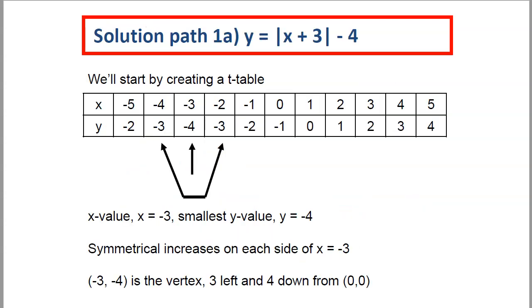For the first one, y equals the absolute value of x plus 3, and then minus 4, we'll start by creating a t-table. We'll notice that when x is negative 3, that's our smallest y value, y equals negative 4. And then there are symmetrical increases on either side of x equals negative 3. So we see here that negative 3, negative 4 is our vertex, which is 3 left and 4 down from 0, 0.